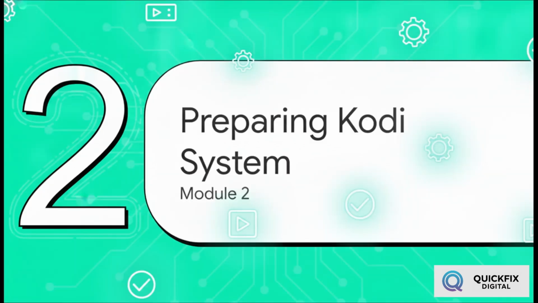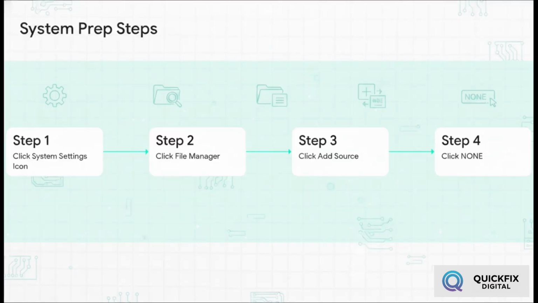Moving right along to Module 2, Preparing Your Kodi System. Now that the prerequisites are out of the way, let's get your software ready to receive some new files. This is where the hands-on work begins. First up, you're going to click the System Settings icon. You'll usually find that up at the top left of your main screen. From there, hop into the File Manager and click Add Source on the left side. Finally, just click right where it says None. Basically, we're just prepping the system and telling Kodi to open the door and get ready for an outside file.